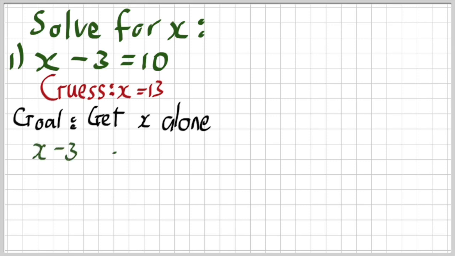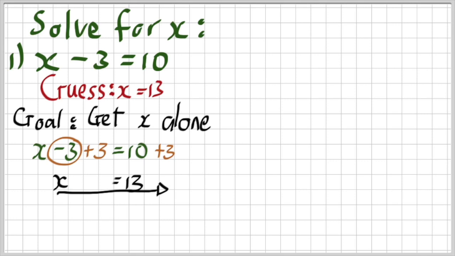So what is the inverse operation of minus 3, of a negative 3? It's adding 3 on both sides, because what I do to one side, I've got to do to the other side. So on the left, minus 3 plus 3 is 0, or negative 3 plus 3 is 0, which gives me just x, because x plus 0 is just x. And on the right-hand side, I've got 13. Is that what I guessed? Yes! So I know that my answer is right, or at least it makes sense.